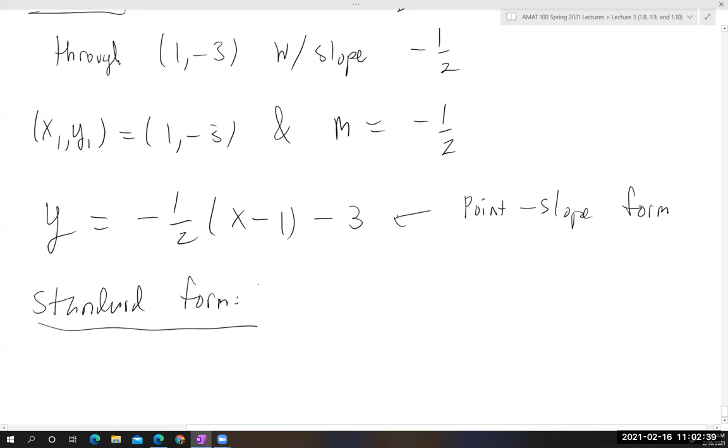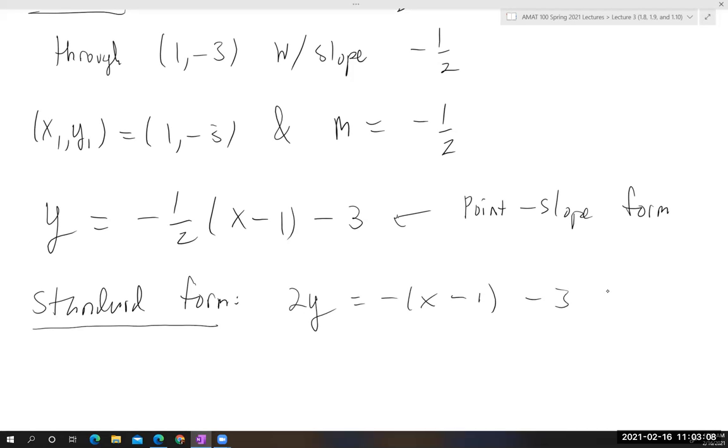You actually just throw everything on one side of the equation. So we're going to distribute the -1/2 through. So we get -1/2 x plus 1/2. Well, actually, no, what we're going to do is multiply both sides by 2 to get rid of the fraction. So that will give us 2y is equal to -(x minus 1) minus 6. Then we'll distribute the negative through to get -x plus 1 minus 6.